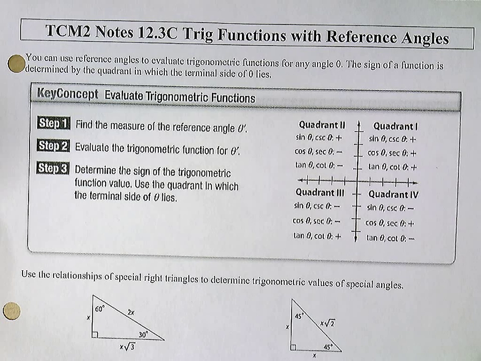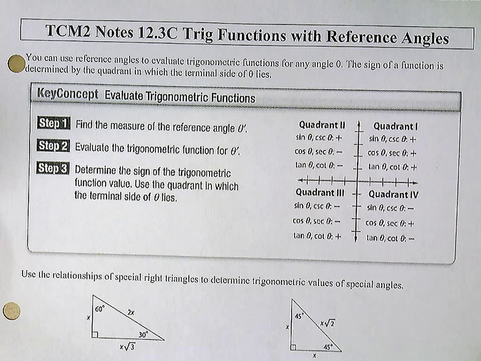All right, so I'm gonna get started. Today we're gonna continue on with these reference angles. We can use reference angles to evaluate our trig functions if we're given an angle that is greater than 90 or less than 0. So you can use reference angles to evaluate trig functions for any angle theta.